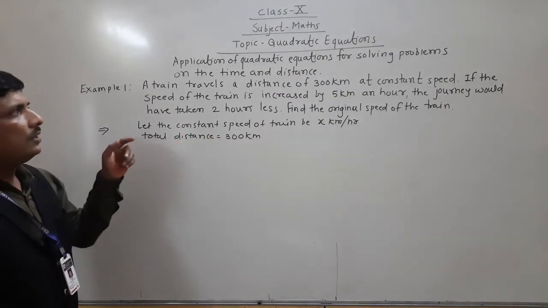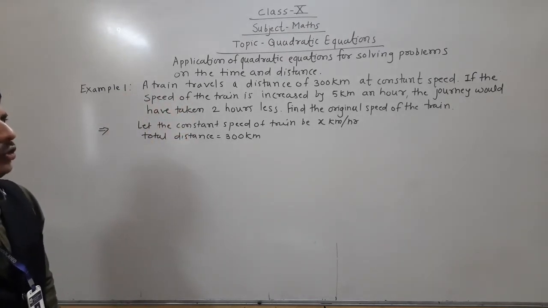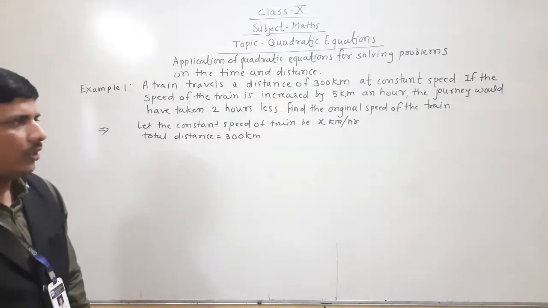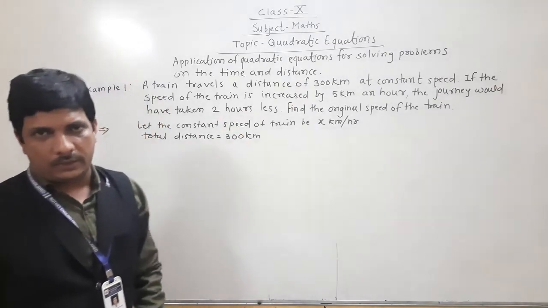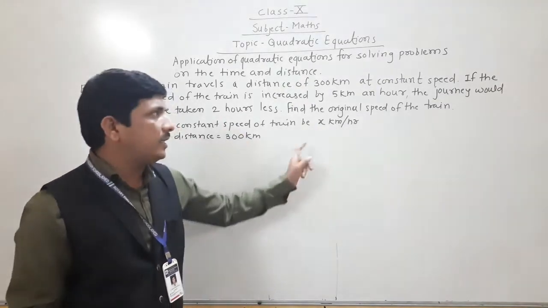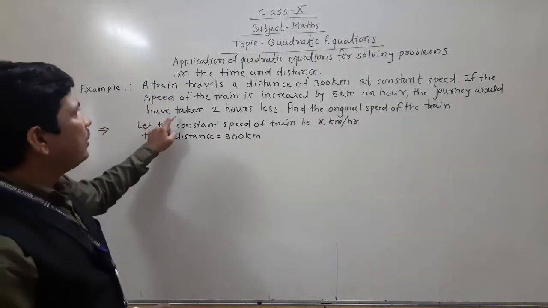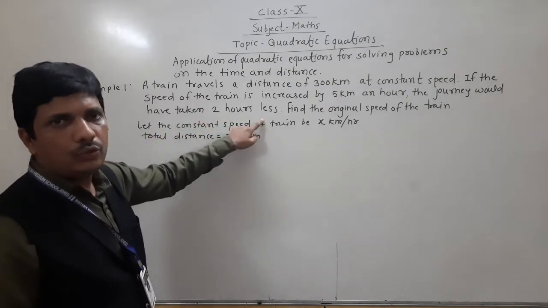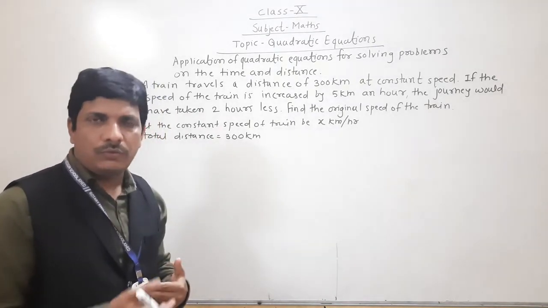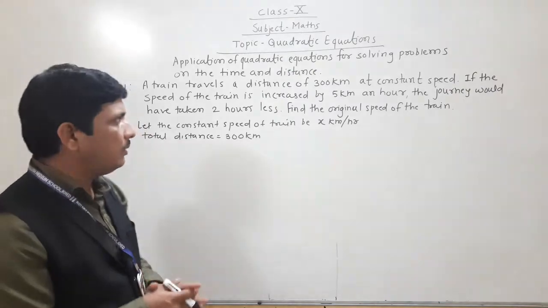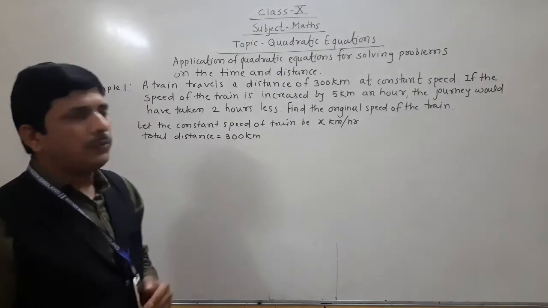Now what is given? If the speed of the train is increased by 5 kilometer an hour. Original speed is x, so now speed is increasing by 5 kilometer per hour. So what is the new speed? New speed will be x plus 5. Now the journey would have taken 2 hours less. Definitely, when speed increases, time will decrease. So there is a difference of 2 hours. Find the original speed of the train.